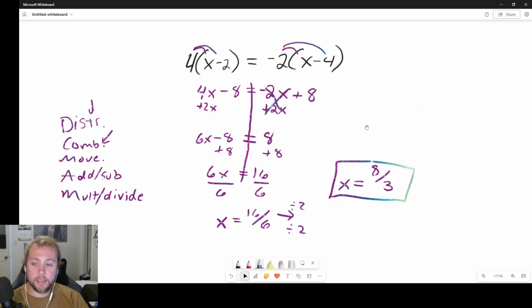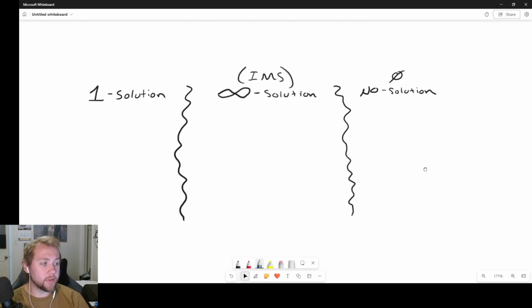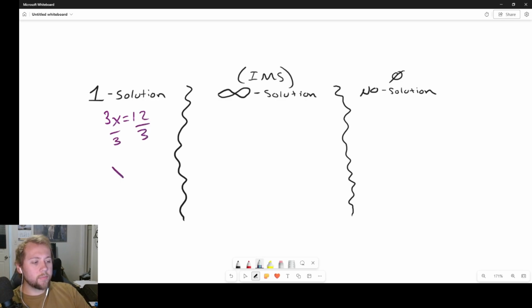The last thing I'm going to talk to you guys about is one solution, infinite solutions (at the high school they call it infinitely many solutions), and no solution. I just want to make sure you understand this. One solution is going to happen most of the time. It's when you solve a problem and you get a variable is equal to something, like x equals 4. Infinite solutions is when you have the same thing on both sides.